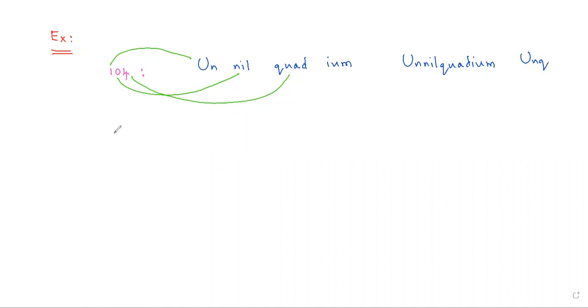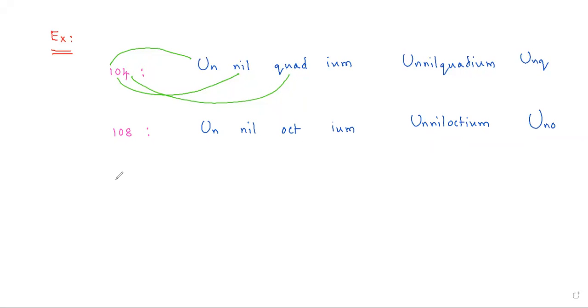Now go for, say, 108. What is that? Unniloctium. It can be written as un nil oct ium. Uno.